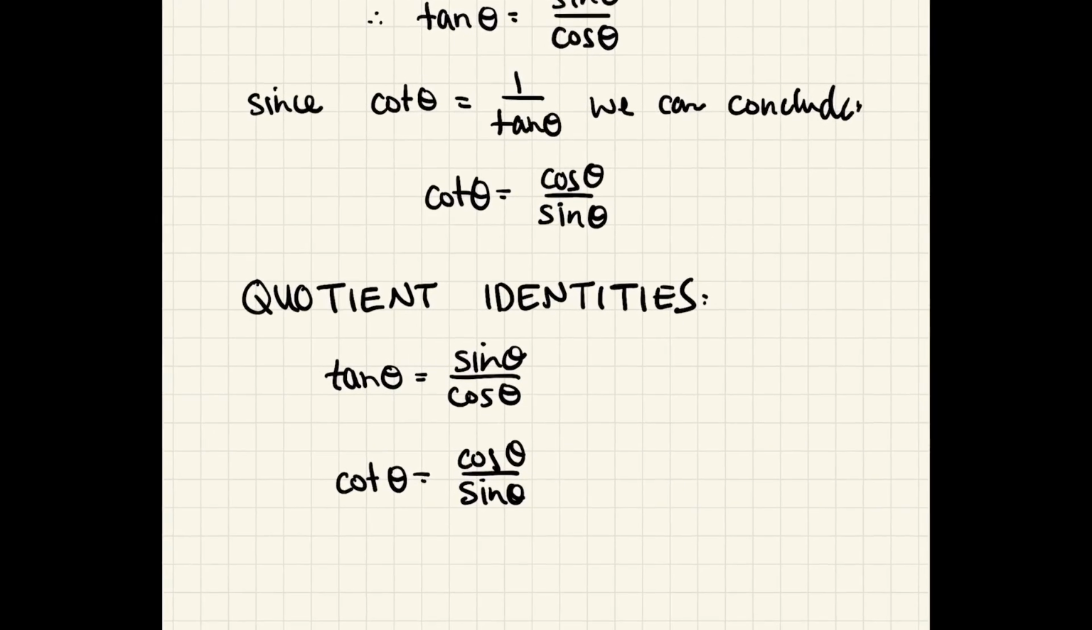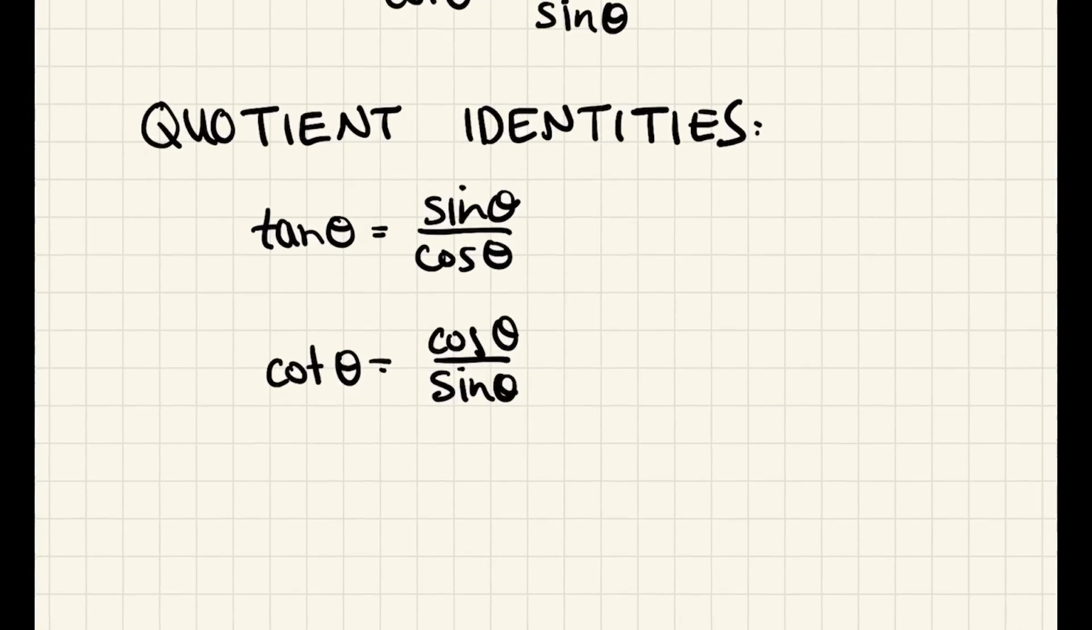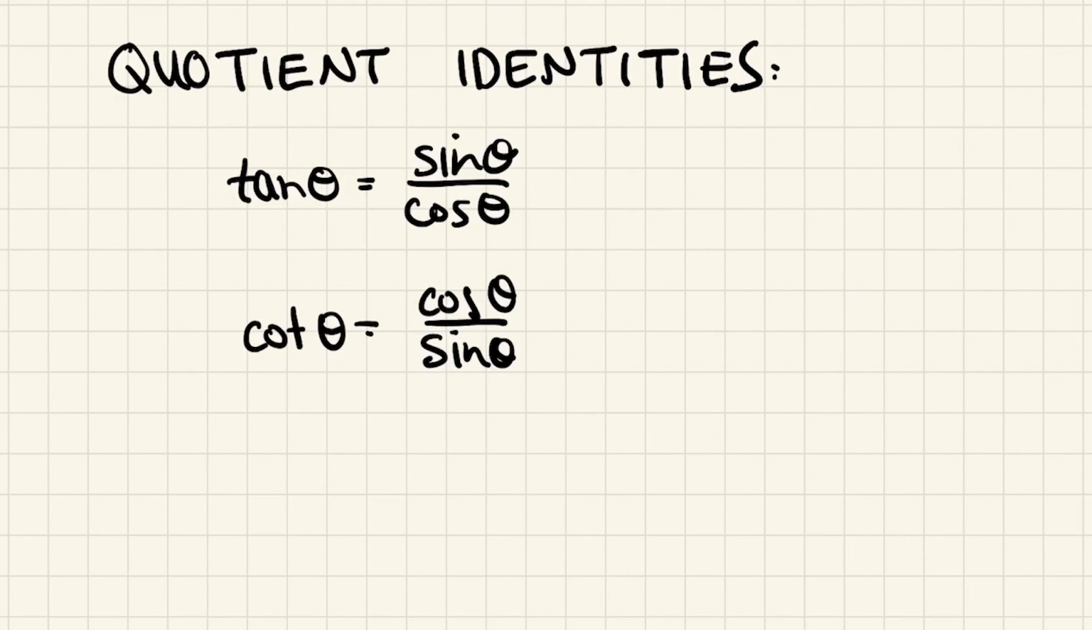Note that identities are classically written in a certain way, and this is the way that these quotient identities typically appear. But you should be aware that when you're working with them, you might encounter something like tangent of theta times cosine of theta, and just be aware that that's equal to sine of theta. That's just this quotient identity with both sides multiplied by cosine of theta. So they do appear in various forms depending on the context that you're using them.